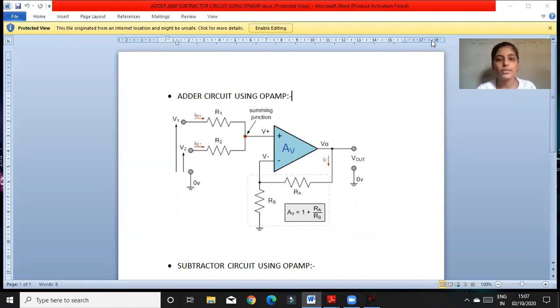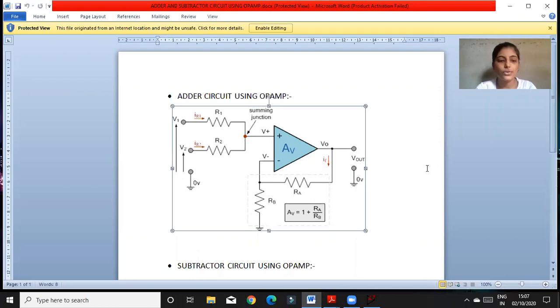600011980003. And today I'm going to explain the design circuit of adder circuit using op-amp in LTspice. So first of all, I introduce the adder circuit and subtractor circuit. So this is my adder circuit. In this adder circuit, that produces an output which is equal to the sum of the applied inputs.